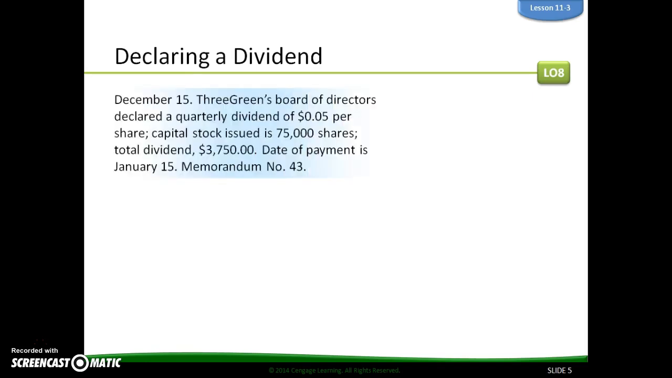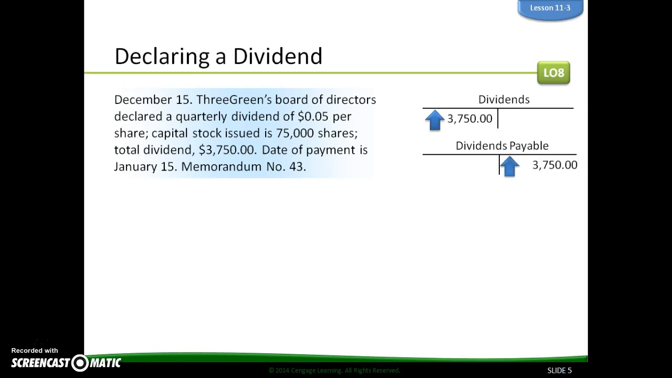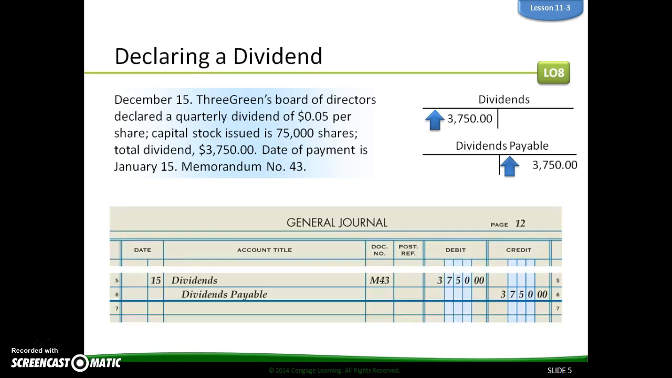So on December 15th, Green's Board of Directors declared a quarterly dividend of 5 cents per share. Capital stock issued is 75,000 shares. So the total amount of the dividend is $3,750. The date of the payment is going to be the following month, January 15th, and we're going to use memorandum number 43 for this. So you can see that we are going to debit dividends, so increase dividends, and we're also going to credit and increase dividends payable.